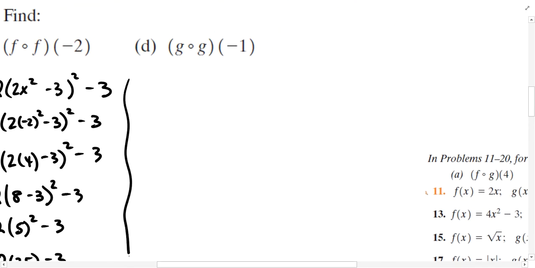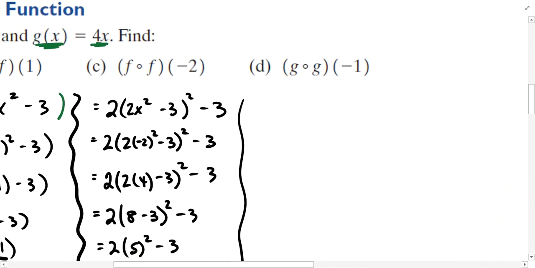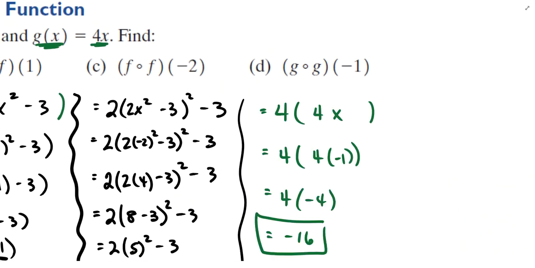Let's go ahead and try part D now on your own, please. Pause the video and resume playback in a moment to check your work. And that one shouldn't have been too challenging. We ended up with -16 as a result.